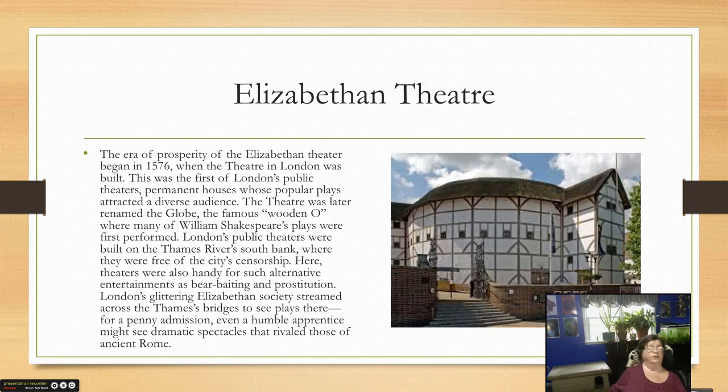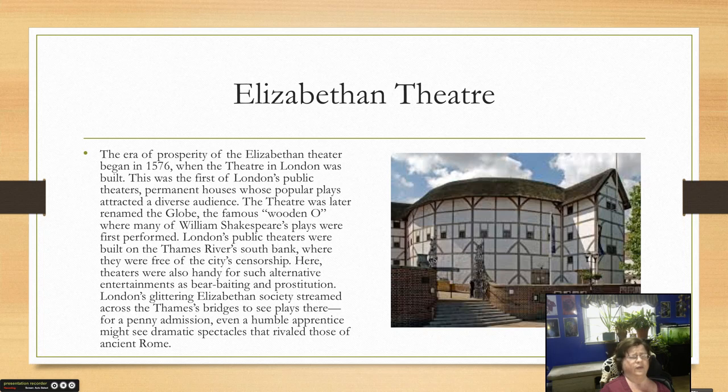The theater was later renamed the Globe. The famous Wooden O, where many of Shakespeare's plays were first performed. This was a theater in the round where the audience was surrounding the stage. And it was a public theater. And basically, it was free from the city's censorship because it was under the patronage of Elizabeth, or Elizabeth's closest nobles.